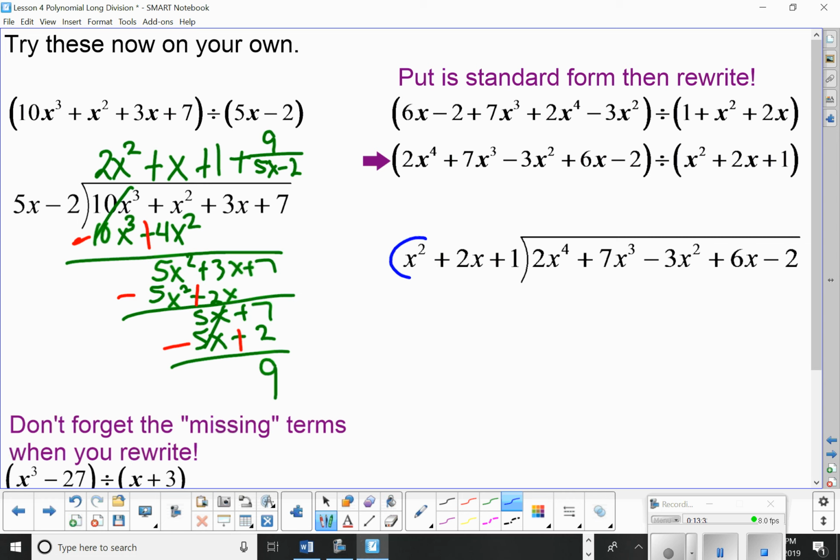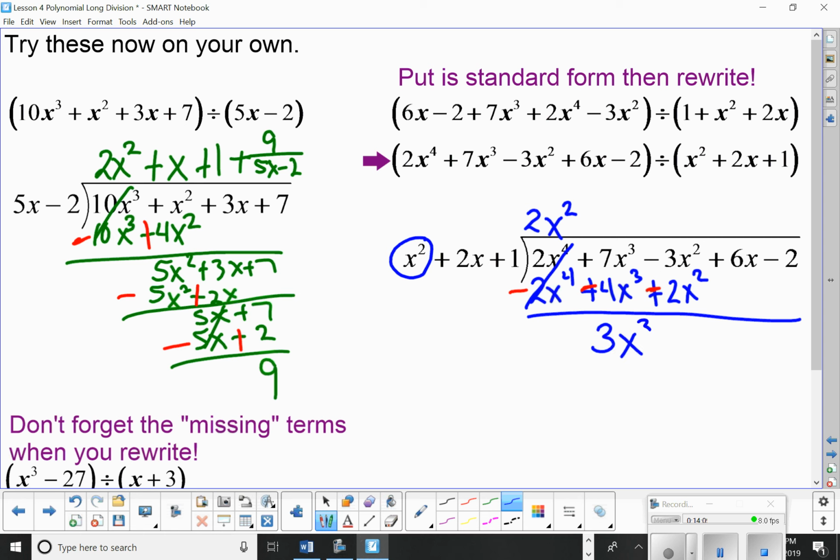And remember, I'm focusing just on my x squared. X squared will go into 2x to the 4th 2x squared times. 2x squared times x squared is 2x to the 4th. 2x squared times 2x is 4x cubed. 2x squared times 1 is plus 2x squared. Subtract. And now I've got 2x to the 4th minus 2x to the 4th. I've got 7 minus 4, 3x cubed. Negative 3 minus 2, minus 5x squared. Plus 6x minus 2, just bringing it down.